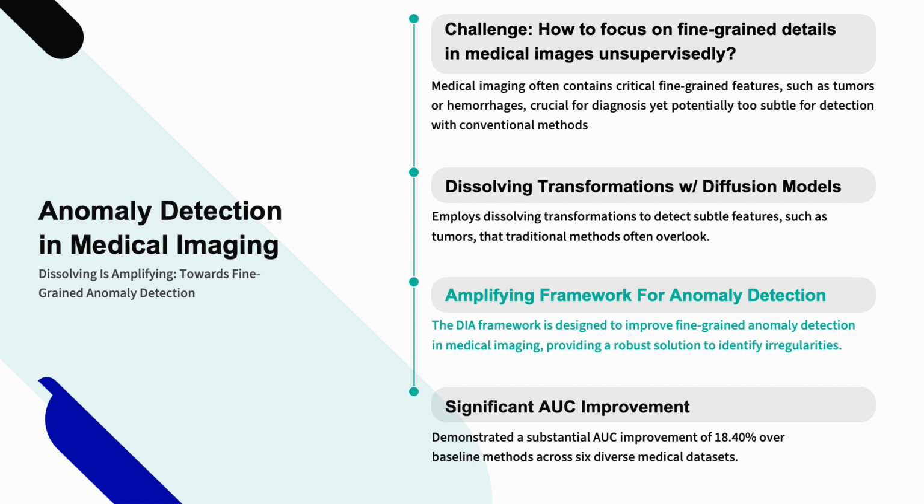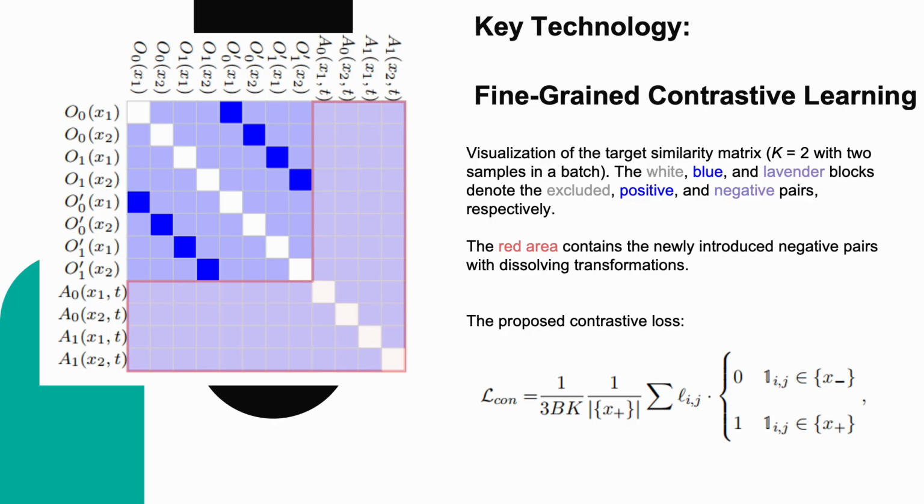Then we're going to introduce our amplifying framework, which is essentially a contrastive learning approach. To be specific, we introduce a fine-grained contrastive learning strategy that inherits from classic contrastive learning. We append our dissolving transformation as negative samples to force the model to compare an image against its feature-dissolved version. As shown on the left side, the red area represents the newly introduced negative pairs of an image and its feature-dissolved version, so that we apply the contrastive learning strategy to make our model focus on the fine-grained details.